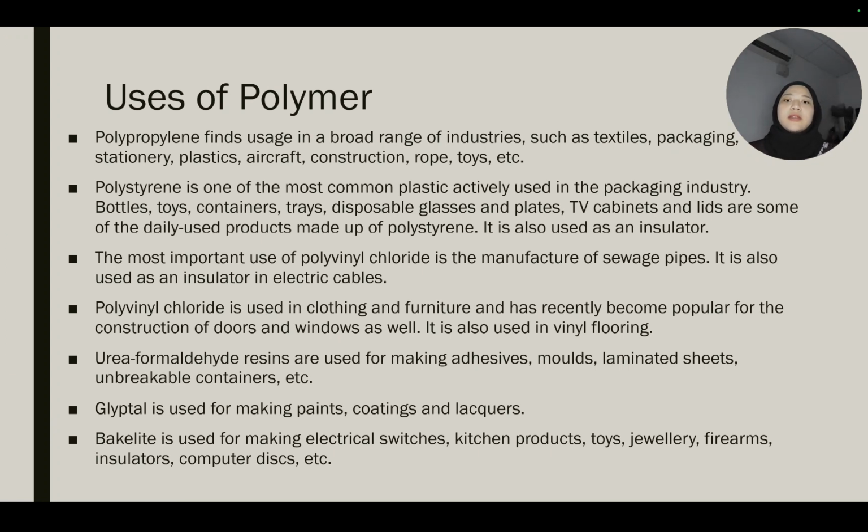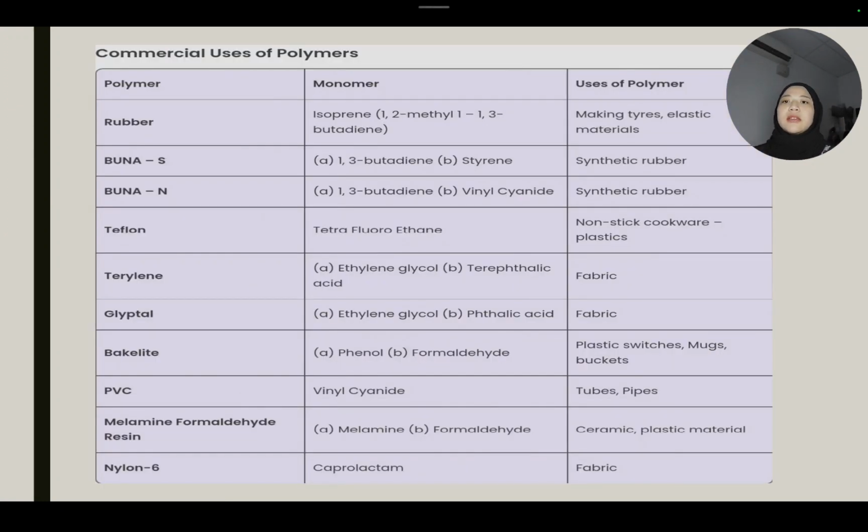The most important use of polyvinyl chloride is the manufacture of sewage pipes. It is also used as an insulator in electric cables. This is the commercial uses of polymers. So next we are going to see about bitumen.